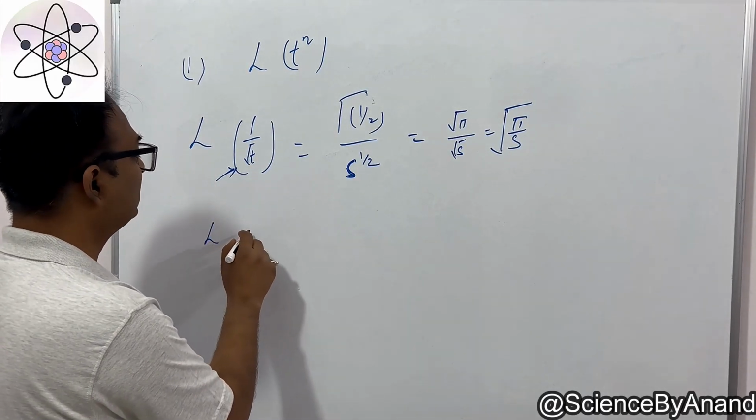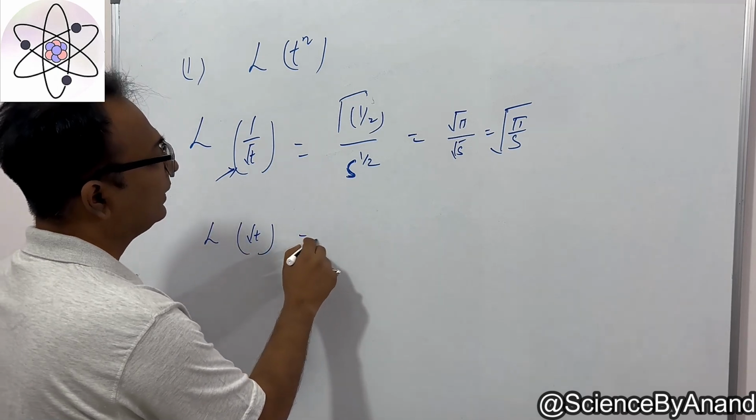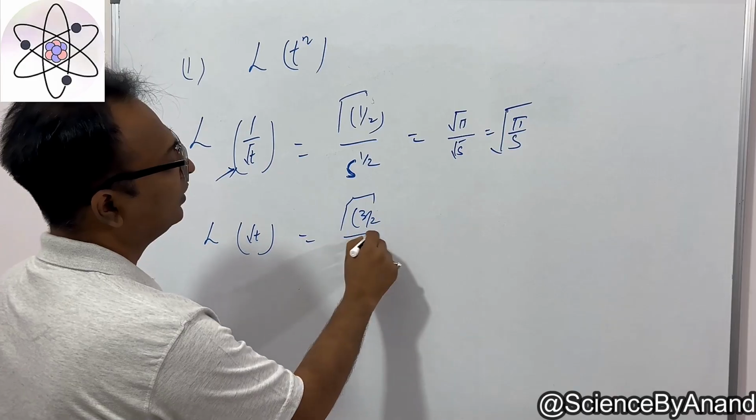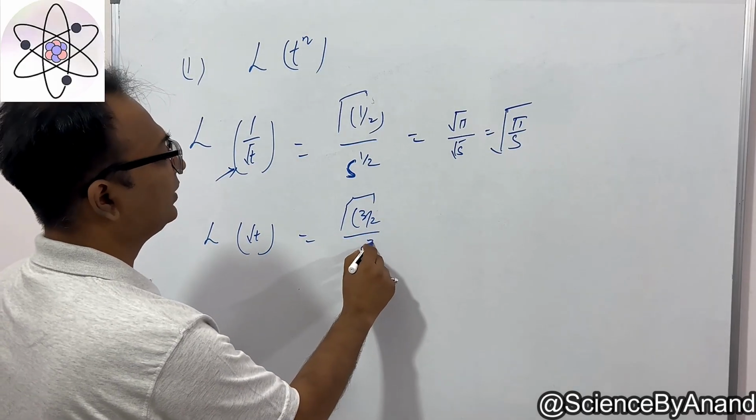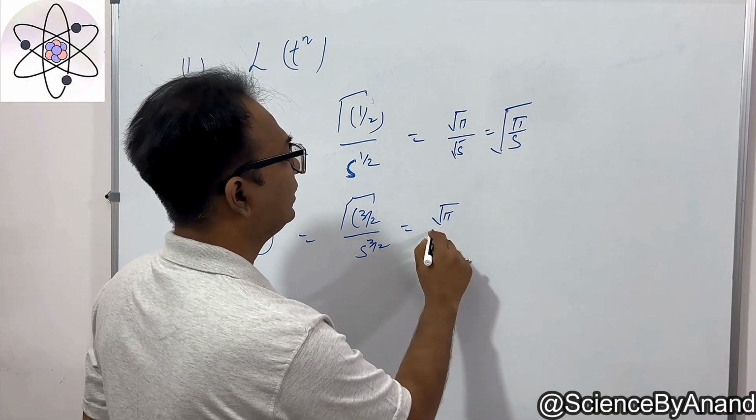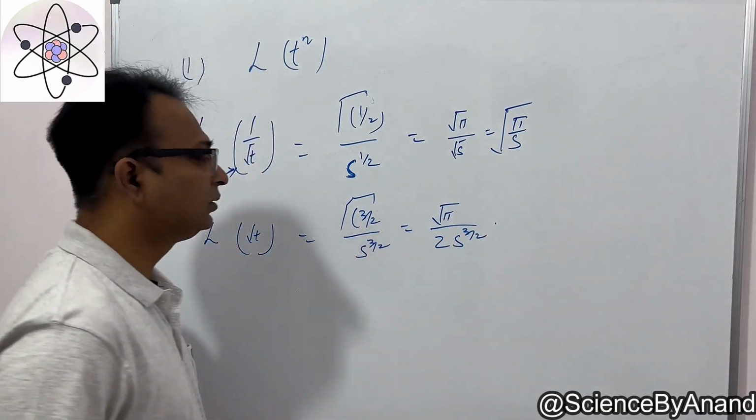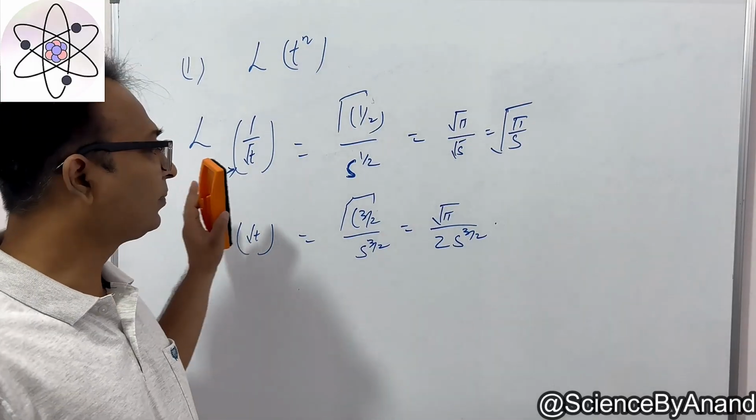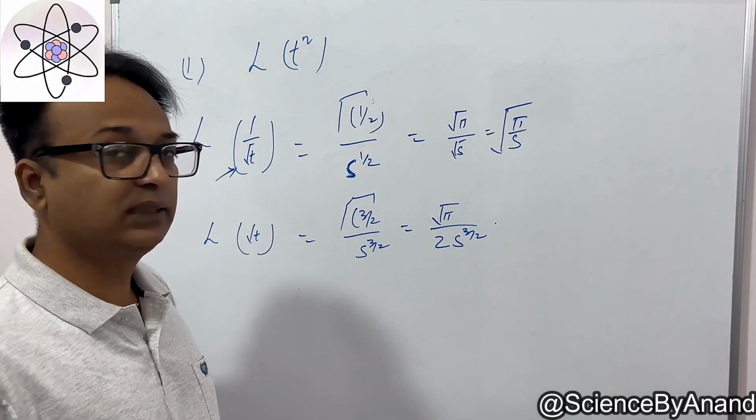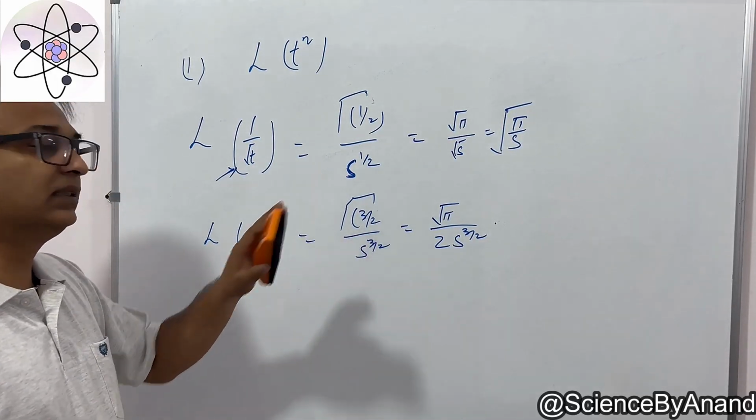Second is Laplace transform of root t. This comes to gamma of 3 by 2 by s to the power 3 by 2, and this is root pi by 2 s to the power 3 by 2. You should remember these two values, or if you are very interested you can go to gamma functions and find these things out, but for the time being what I advise is just learn this by heart.